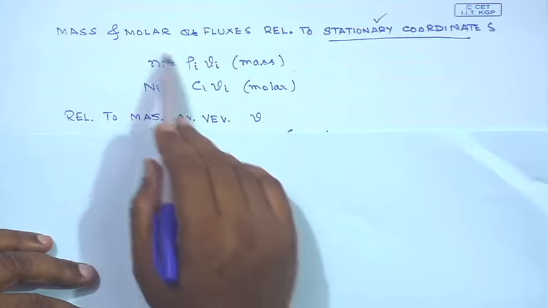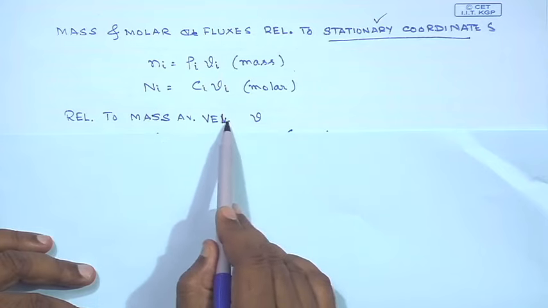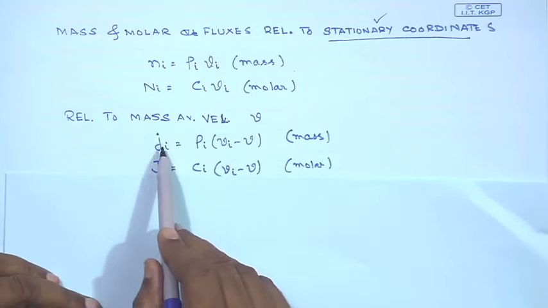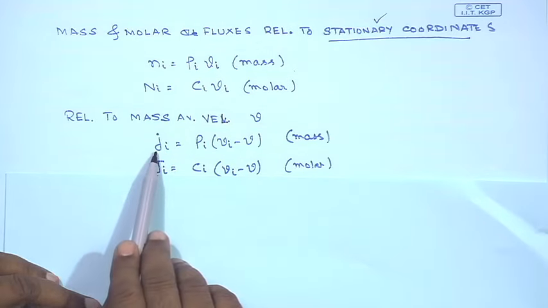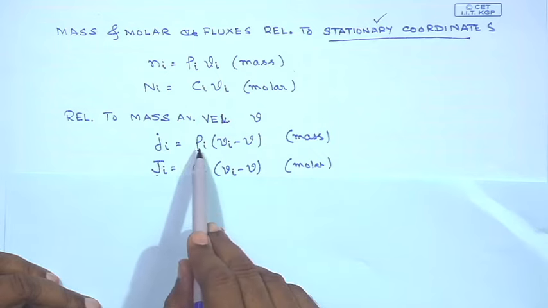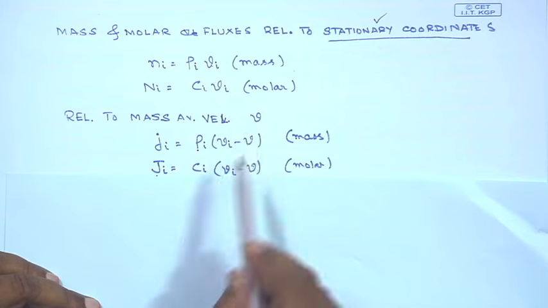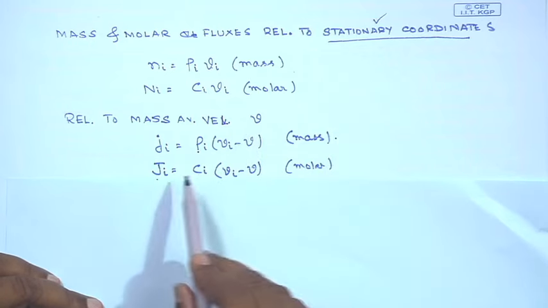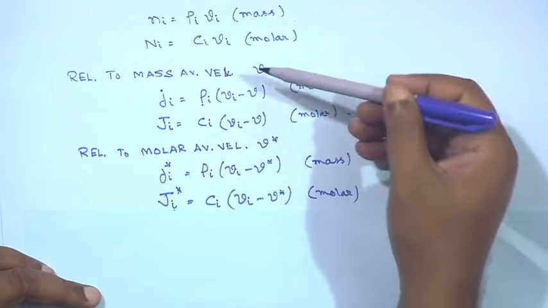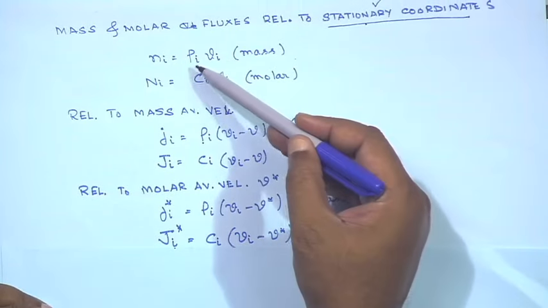When you bring the same mass flux or molar flux and take the average velocity V bar to be the basis, so relative to the mass average velocity, the mass flux or the molar flux denoted by J for the ith species is simply going to be rho I times the relative velocity, where for the relative velocity we use the mass average velocity. So, it can either be expressed in terms of mass or it can be expressed in terms of moles. Same thing if we do in terms of molar average velocity. So, this is in terms of stationary coordinates where V is 0. So, it is rho I V I.